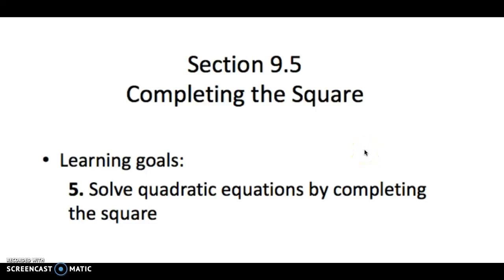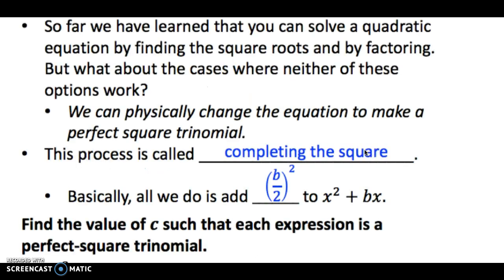All right, today we're going to do completing the square. It's another way to solve quadratic equations. This is the one that you're going to use whenever you do not have a quadratic equation that can be factored perfectly. So far we've learned how to solve quadratic equations by finding the square roots and by factoring and graphing them. So today we're going to talk about the cases where neither of these work.